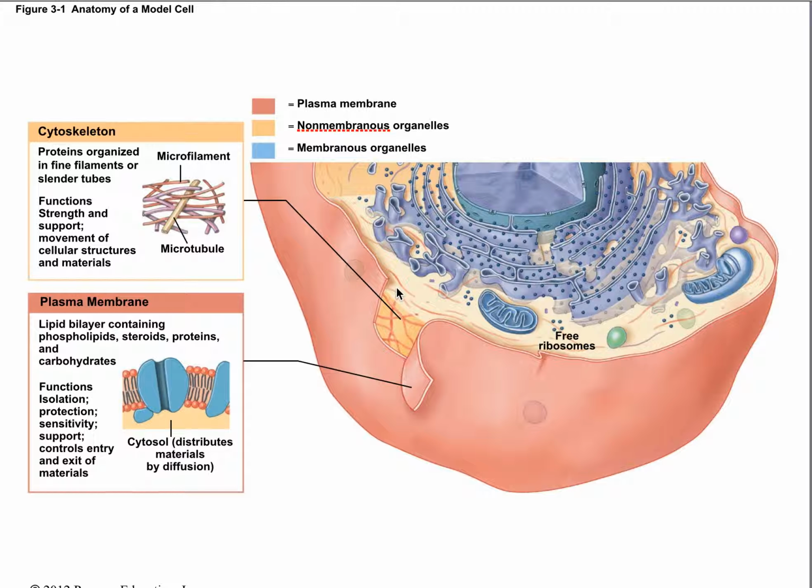Let's continue with chapter 3 in cells. What do we have? We have cytoskeleton. And what are the three parts of the cytoskeleton? What does it do? Well, it creates the infrastructure and basically the shape of the cell.